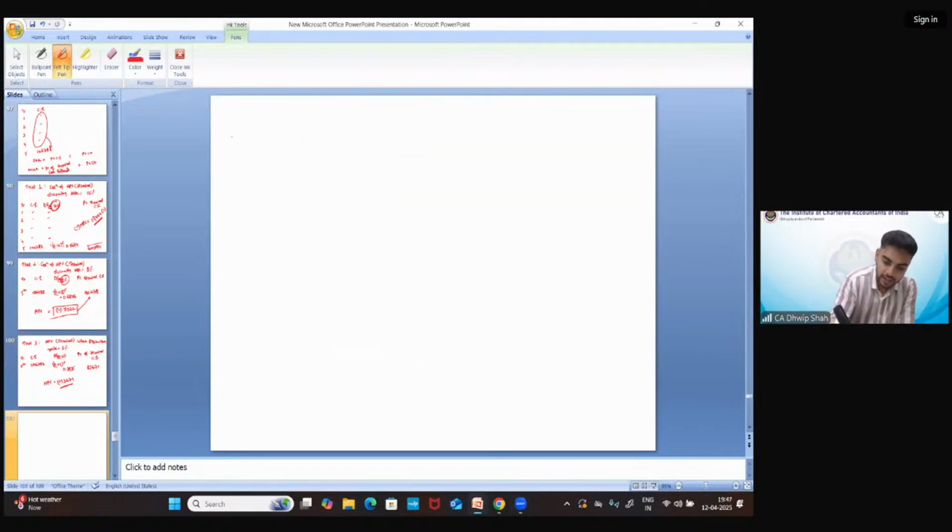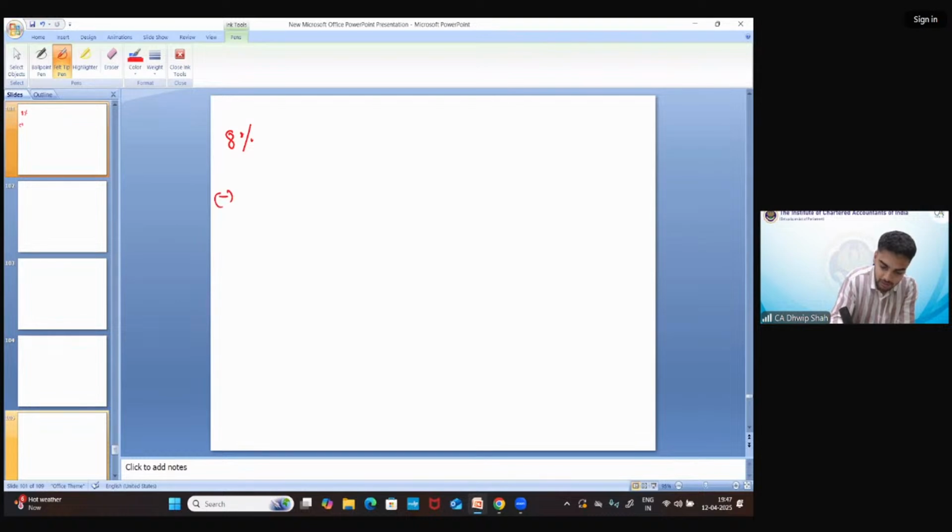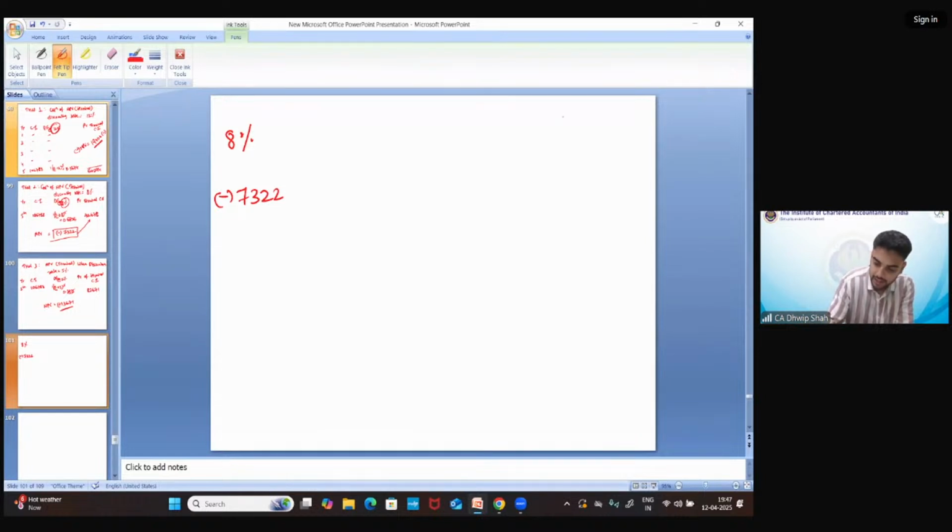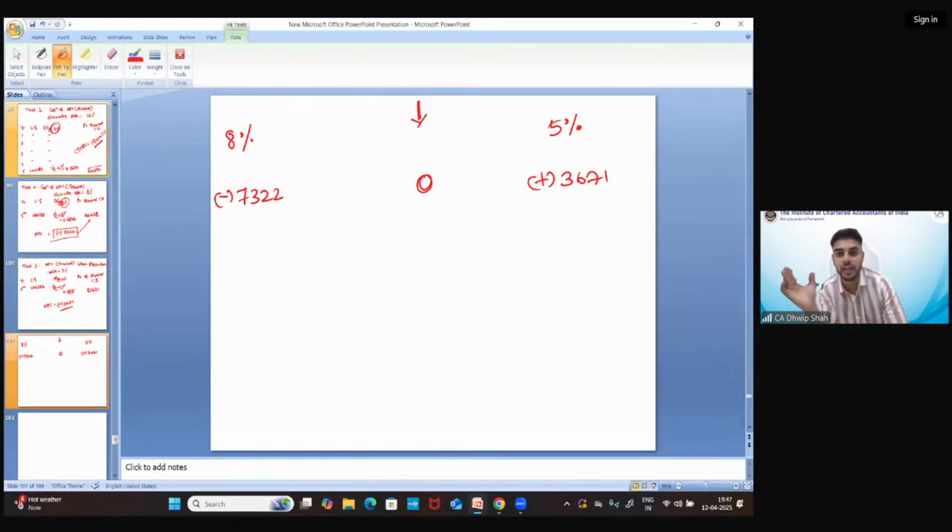Okay. So now we are doing interpolation. When the discounting rate was 8%, my NPV was negative 7322. When I decrease this discounting rate by 3%, at 5%, my NPV comes to positive 3671. And I want it at zero. I want my NPV to be zero. So obviously it would be somewhere between 8 and 5. So can I say my MIRR would be 8 minus something, or 5 plus something?